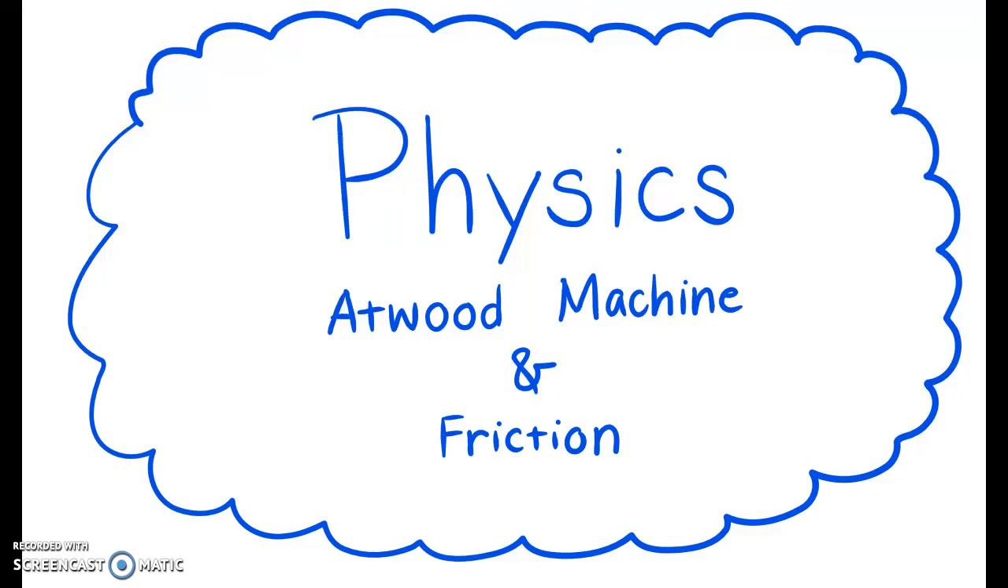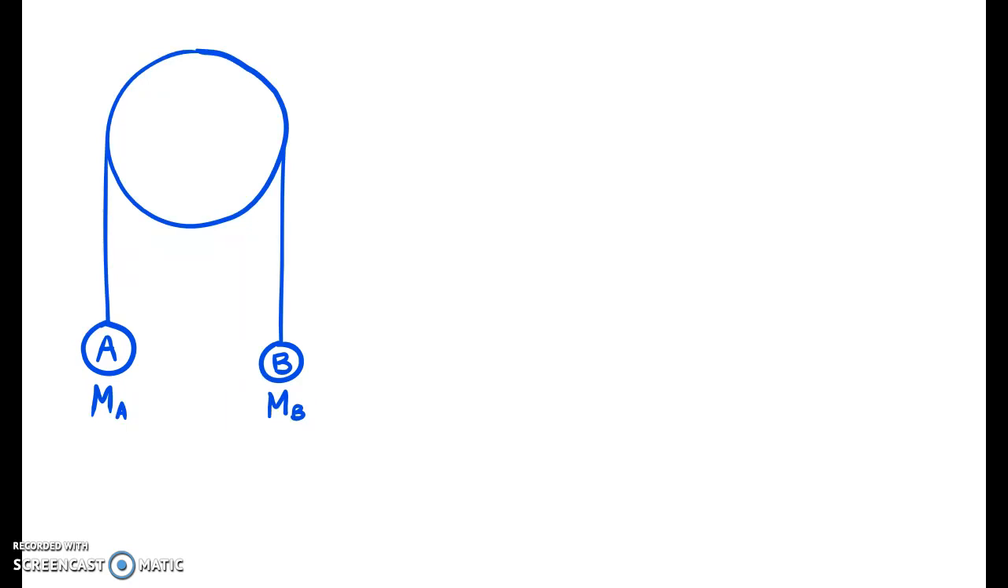Today in physics we'll be talking about the Atwood machine under the effects of friction. This is part 5. So we have a cylinder. On top of the cylinder, we have a massless string. On the left side of the string, we have weight A of mass ma, and on the right side of the string, we have weight B of mass mb, where mb is less than ma.